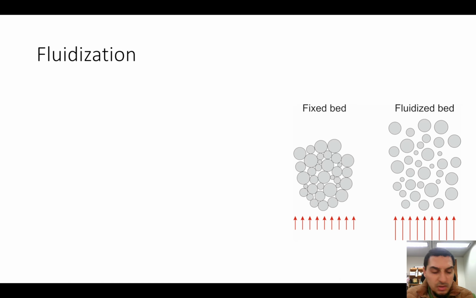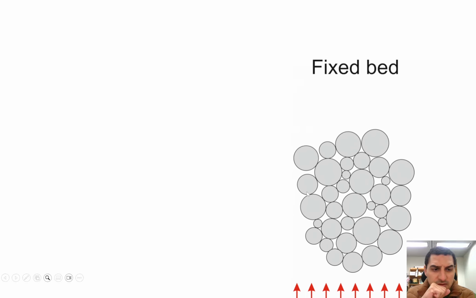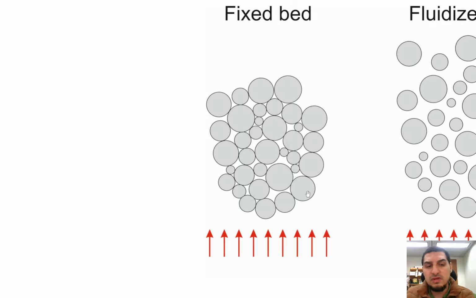As I mentioned before, two of the main important applications of fixed beds are catalysis and adsorption. And in these two cases, we need a large area for either the reaction to happen or for the adsorption to take place. And let's consider this figure that we have here as part of a fixed bed.